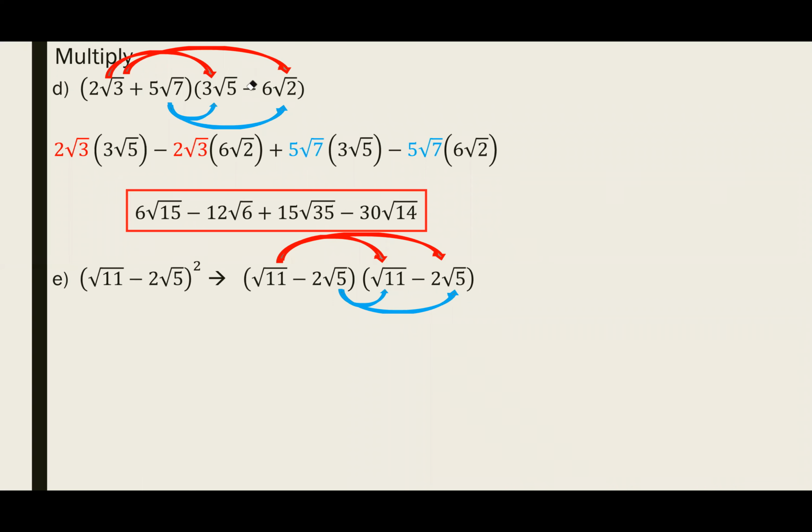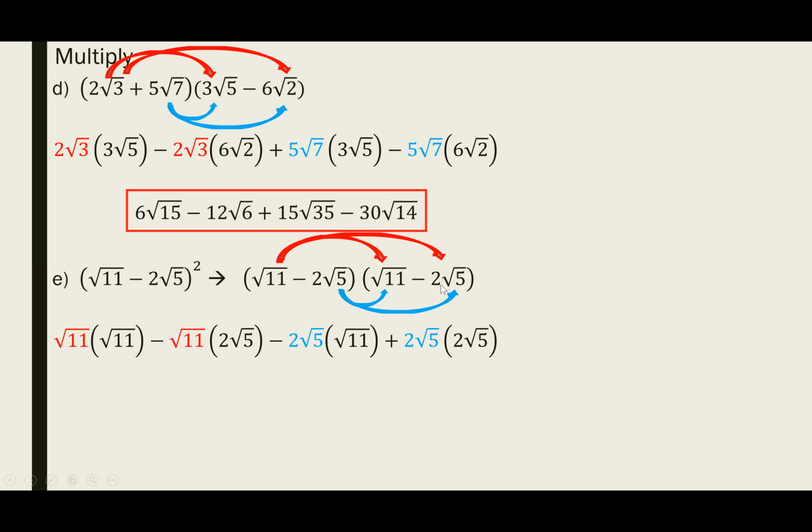It's the same idea. It's just that instead of x, y, or z, we deal with the square root of 11 and the square root of 5. Looking at this item here, let's break it down. Do you agree that the square root of 11 times the square root of 11, right? Square root of 11 times negative 2 square root of 5, the negative on the outside. Negative 2 square root of 5 times square root of 11, I should say.